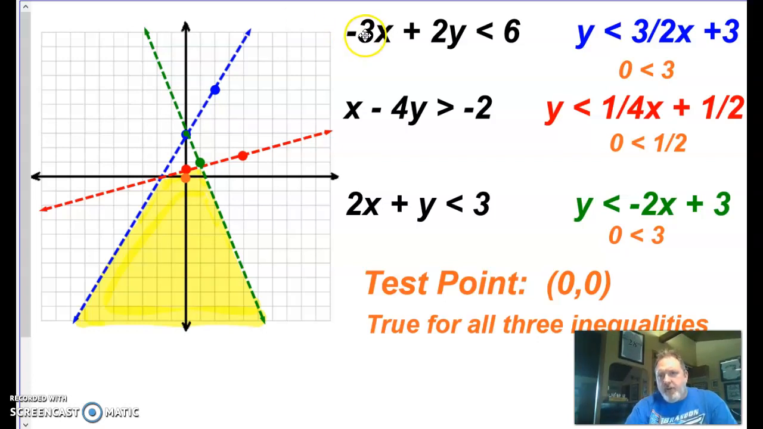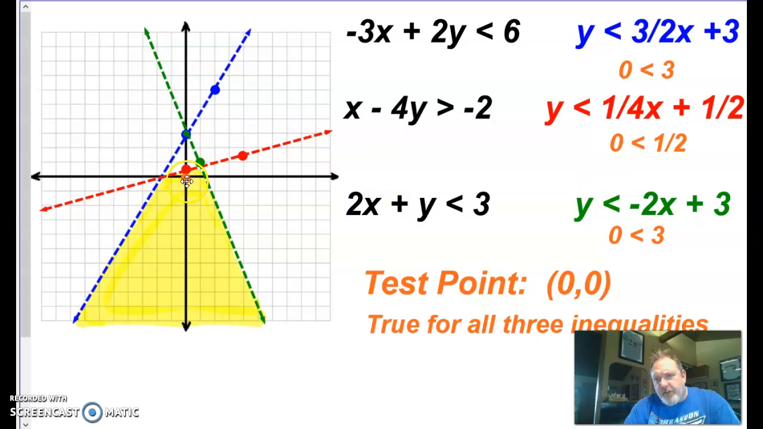So I moved 3x over here, then divided by 2. Here I move the x over, divided by -4. So that's going to end up being a positive there. And then here just subtracted 2x. So now I've got 3 linear inequalities. They are all less than, so that's why they are all dotted lines.